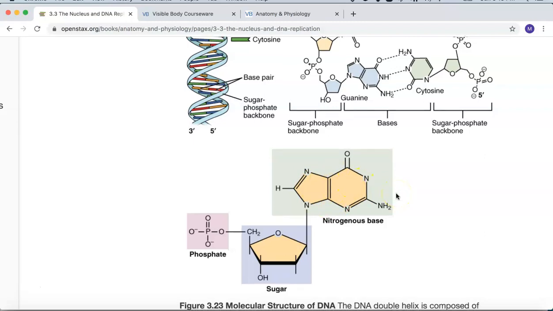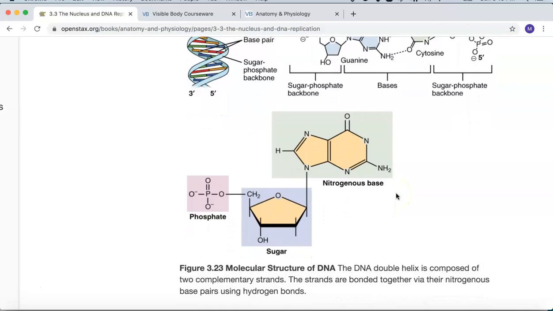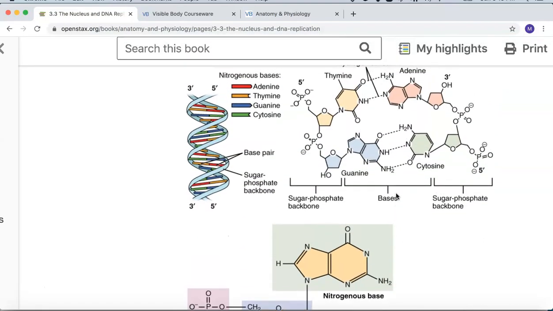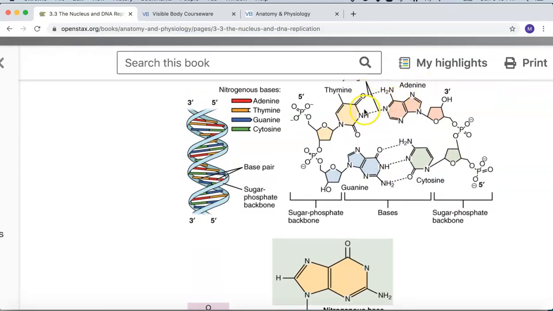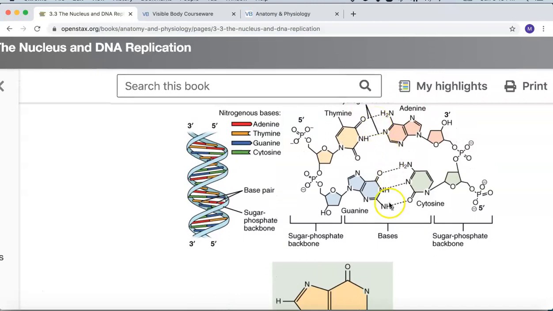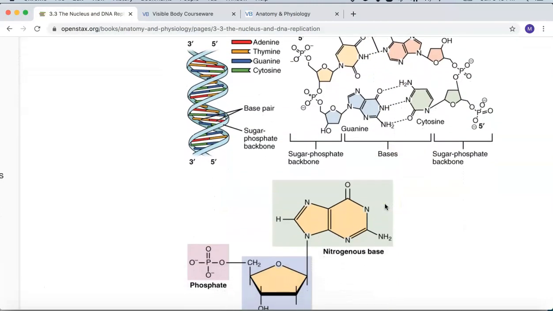And those bond to one another by way of hydrogen bonding across. So here's a good example. Here's a thymine, and here's an adenine, and there's the hydrogen bonding between the two holding them together. And then the same goes here. Those are also, again, hydrogen bonding down here between the guanine and the cytosine. So that's just how they're held together.